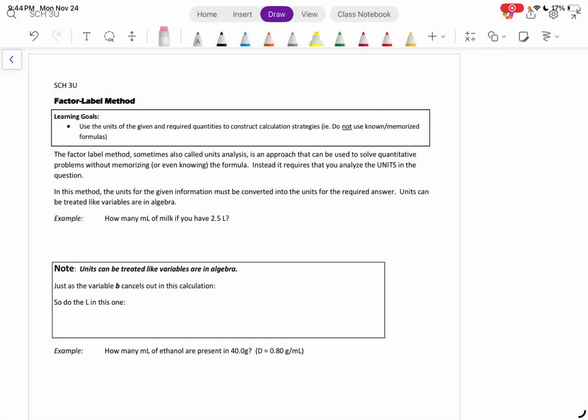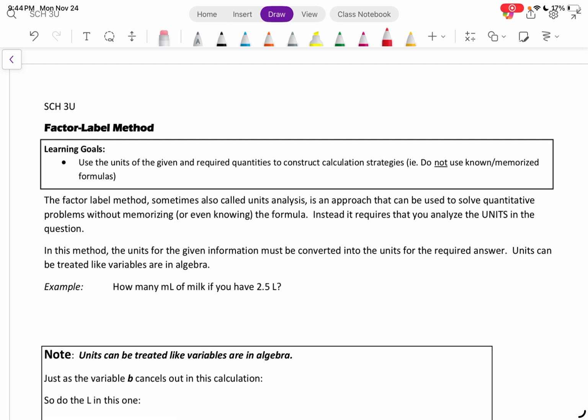Okay, so today we're going to take a little bit of a closer look into the factor label method. This is how we go about our unit conversions. So in chemistry, there's a lot of formulas that require all of the numbers to be expressed in very specific units for the formulas to work. So this is why we have to do the groundwork for the math to make sure that we know how to properly convert units. So that way we don't make mistakes when we get into the chemistry calculations.